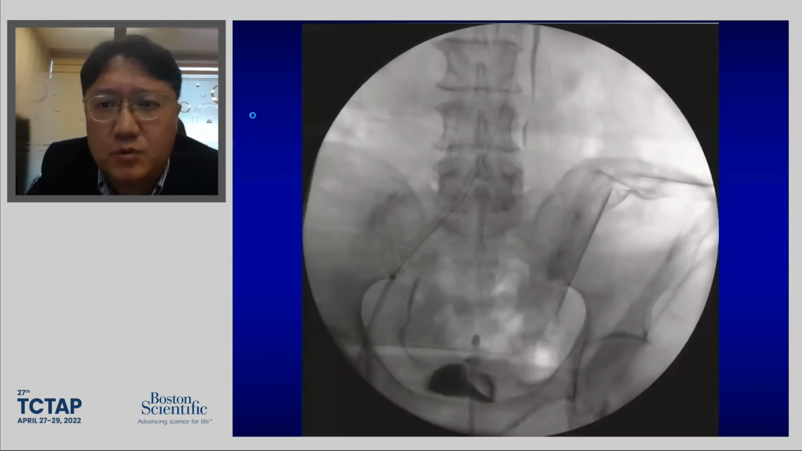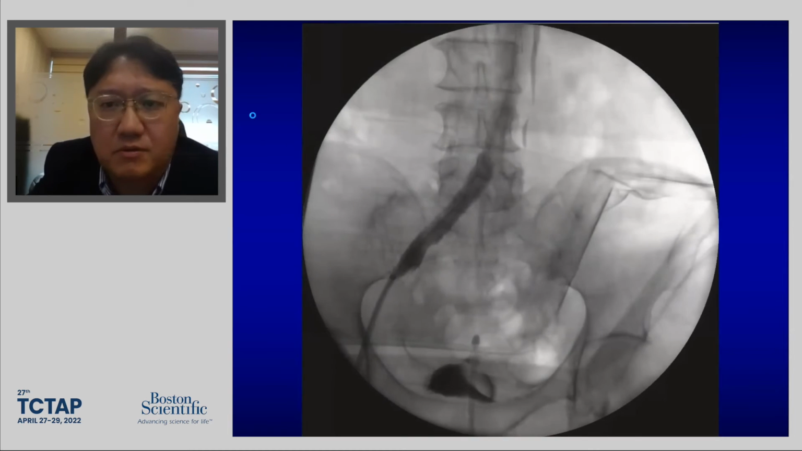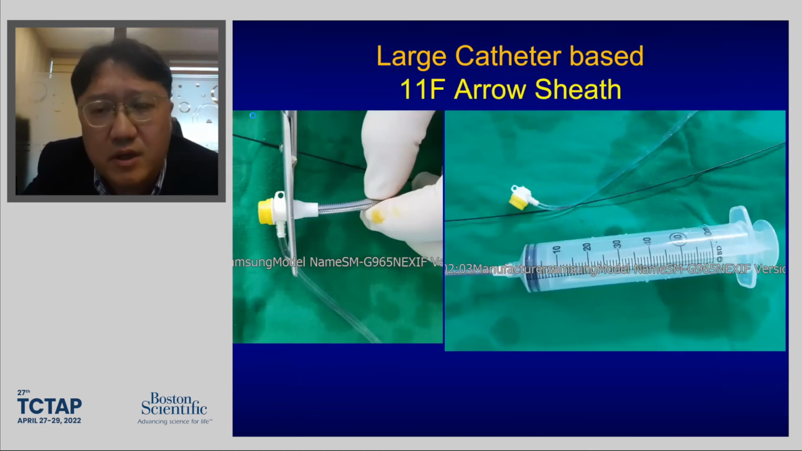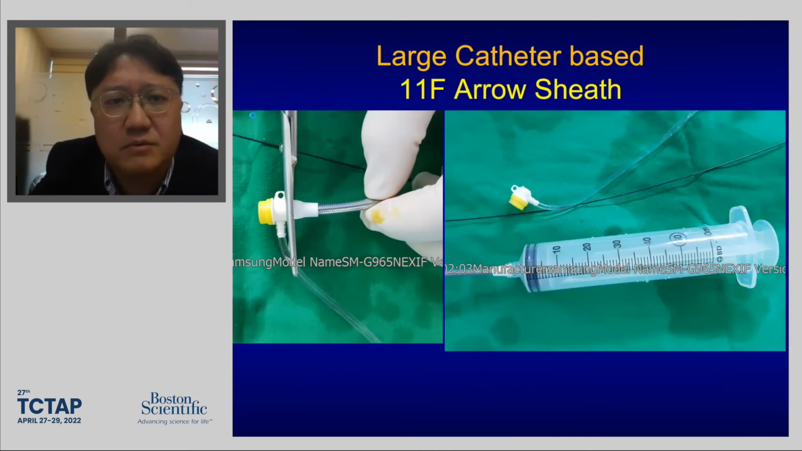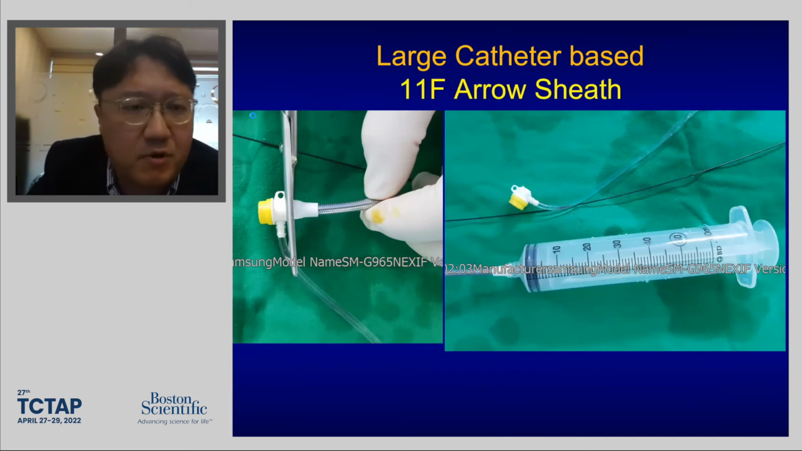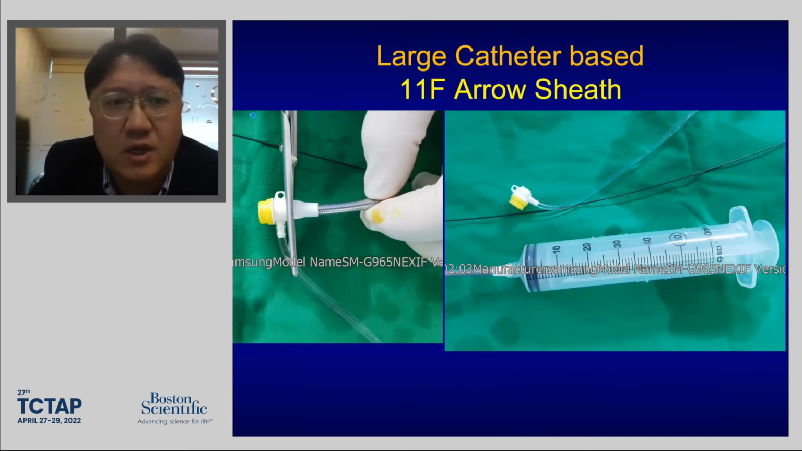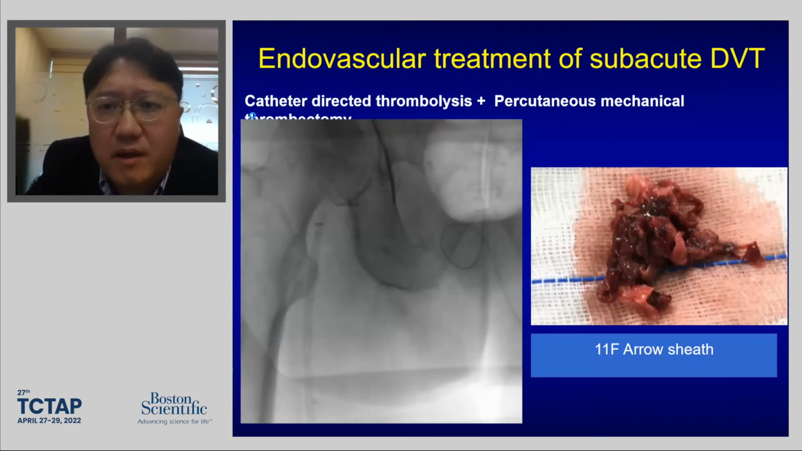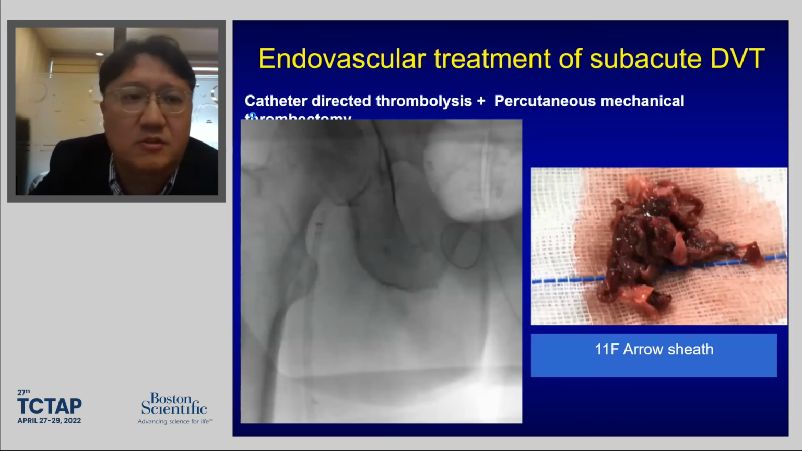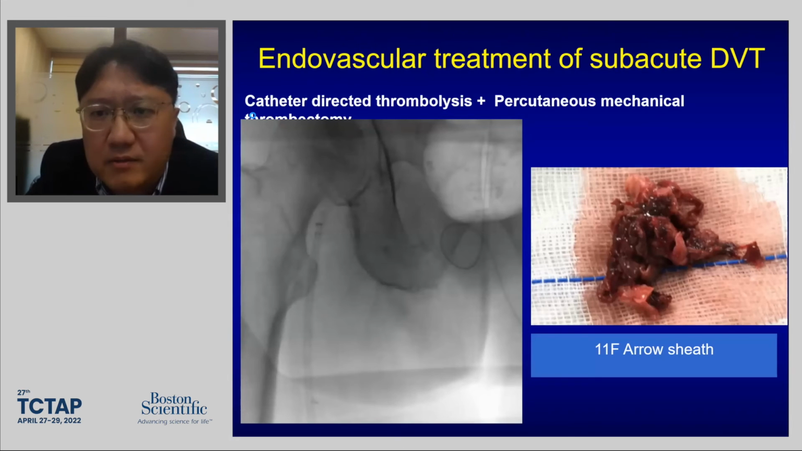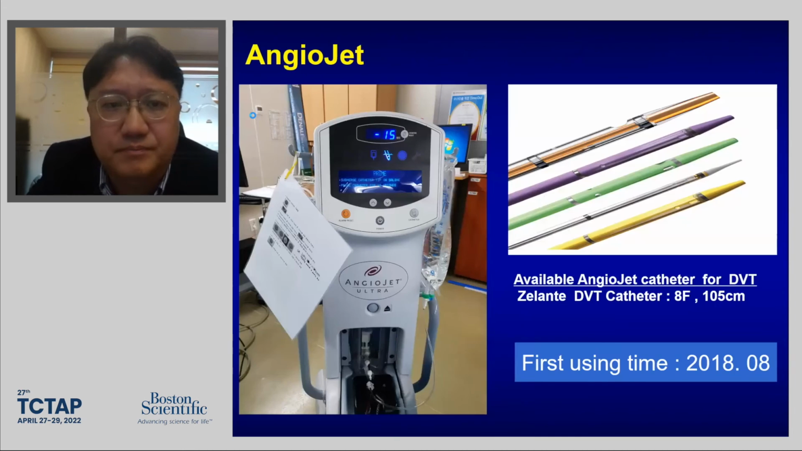Final venogram shows good recanalization and disappearance of the collateral vein. If the shuttle catheter is not effective, an 11 French Arrow catheter is recommended. At first, as shown in the figure, cut off the head of the 11 French Arrow sheath and connect it to the 50 cc syringe, and then try to do aspiration in the same method. And this slide shows aspirated organized white thrombus.